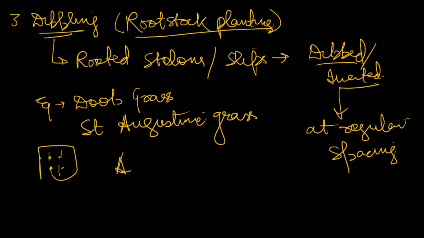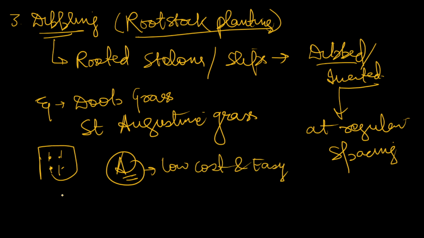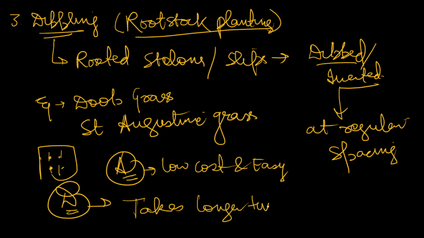The advantages of dibbling are that, first of all, it is low cost and easy to establish. But there are certain disadvantages also, such as it takes longer time to cover the area because every grass needs to grow. So this is the third method, that is dibbling.